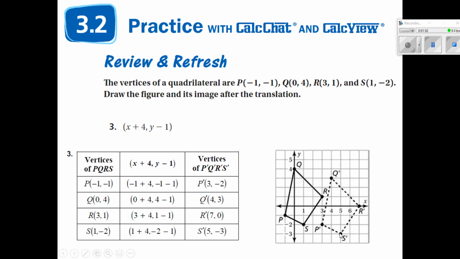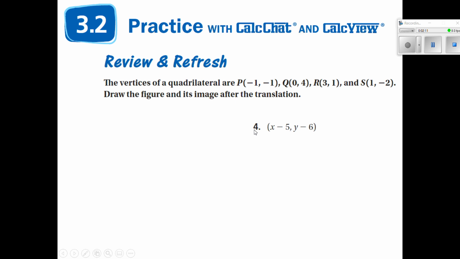All right? Let's see. So if I'm at S, I would go 4 to the right, 1, 2, 3, 4, and then I would go down 1. All right? And we do that to each one of these coordinates, and we get that new image prime. Number 4 is for you to do.